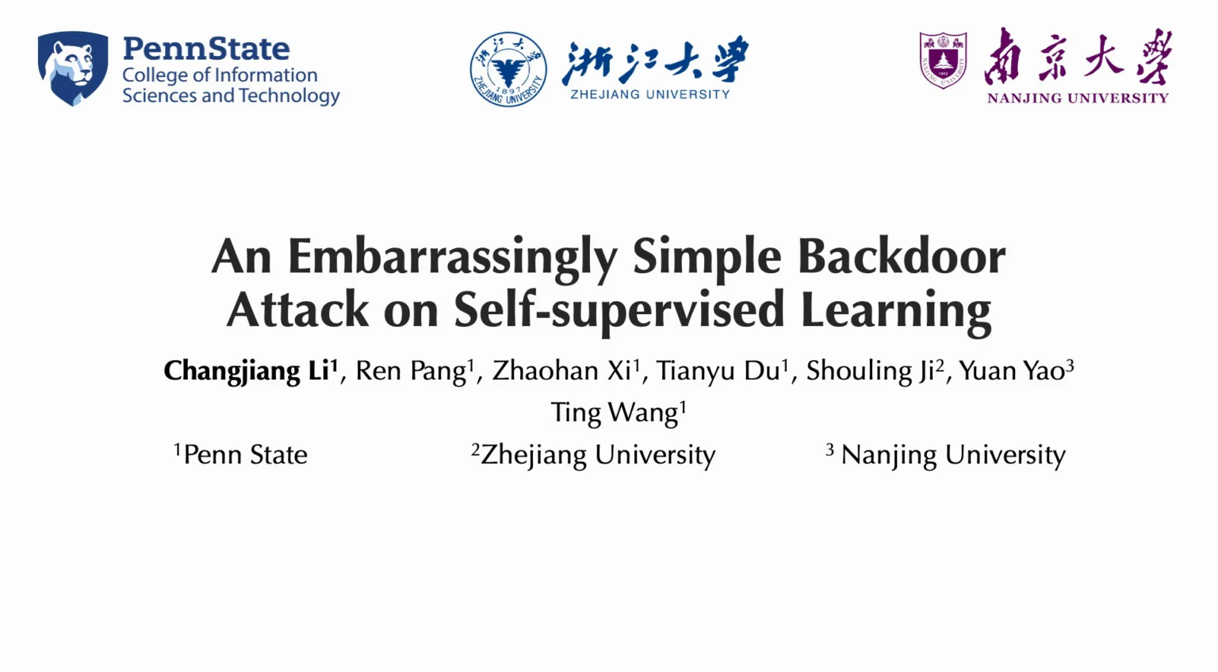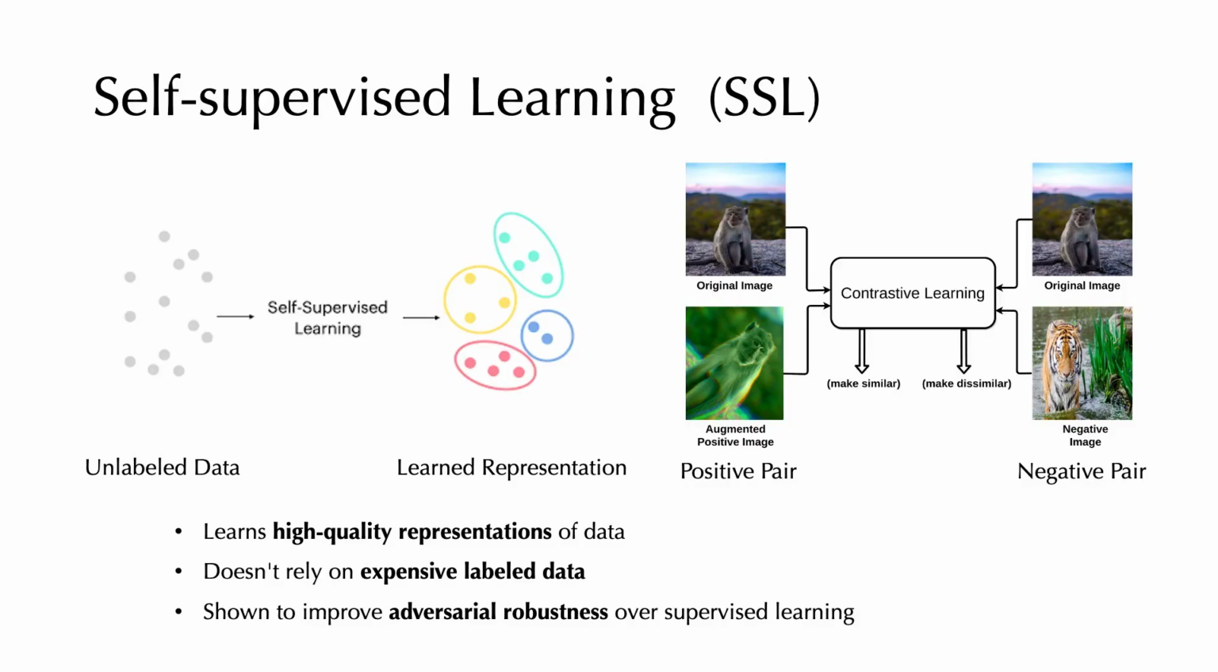In this video, I will present our work titled An Embarrassingly Simple Backdoor Attack on Self-Supervised Learning. Let's first establish a brief understanding of self-supervised learning. At its essence, self-supervised learning is a learning paradigm that harnesses the power of unlabeled data to learn high-quality representations. A pivotal method within self-supervised learning, which our paper focuses on heavily, is contrastive learning. This approach is about learning representations by contrasting positive pairs against negative pairs.